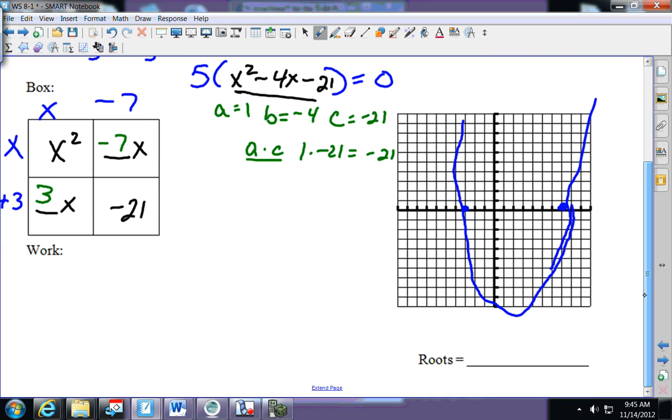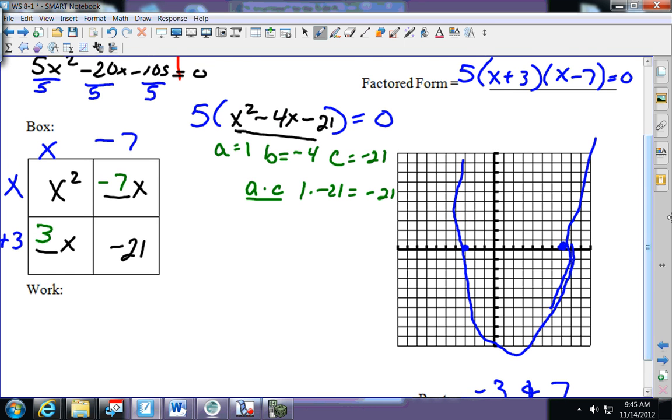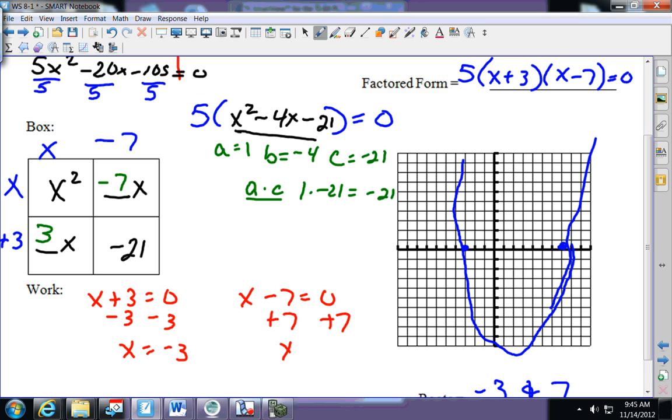Now, my roots, remember, are the same as my x-intercepts. So it's -3 and 7. Okay, or we can write them as -3, 0 and 7, 0. Remember, by hand, we took x plus 3, set it equal to 0, x minus 7, set it equal to 0, and you can solve. X equals -3, add 7, x equals 7.